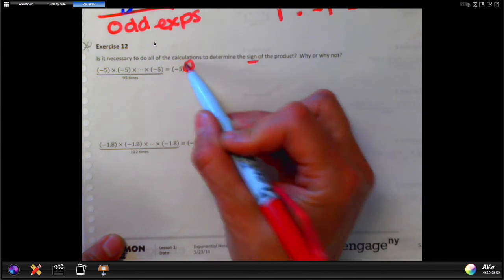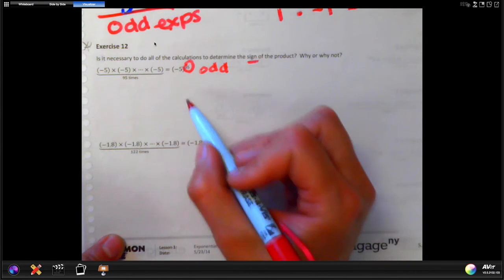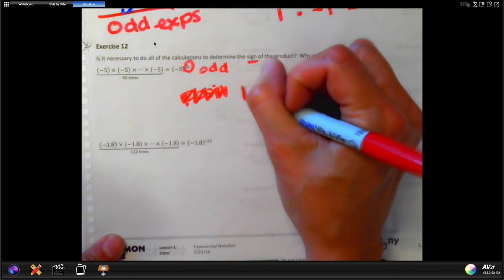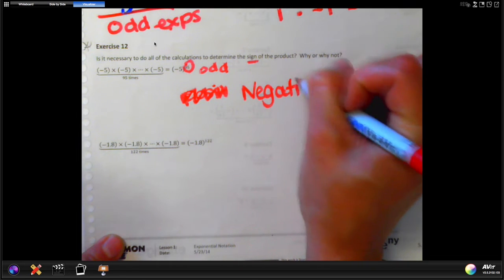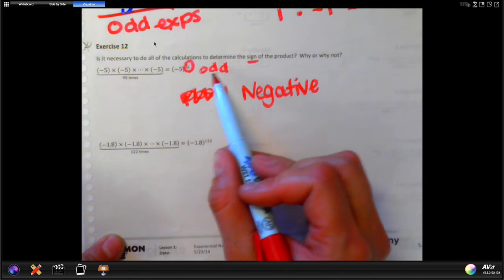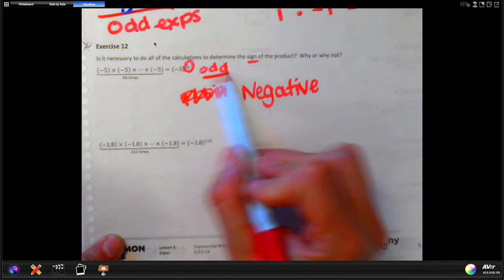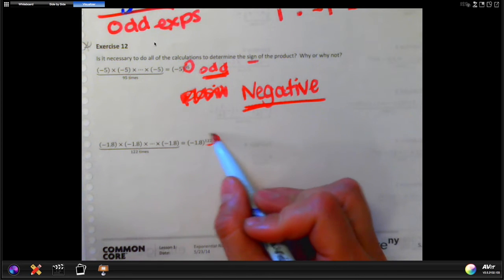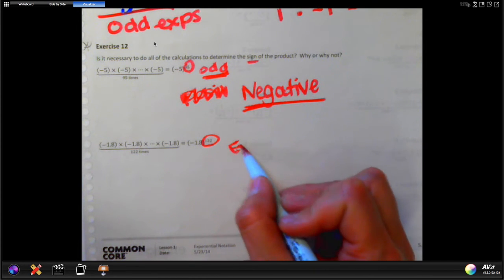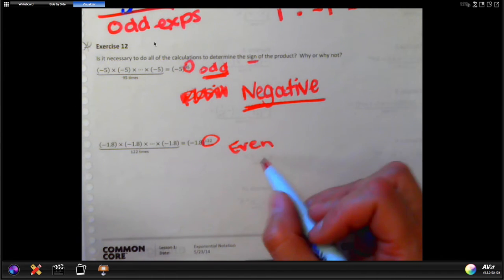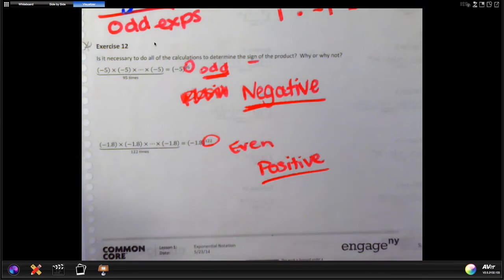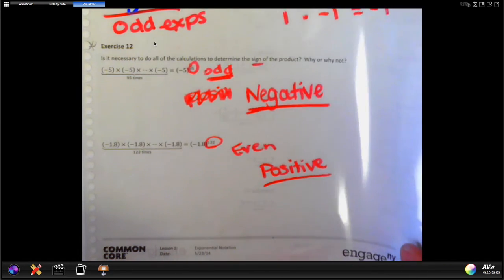Well, 95 is odd, so this is going to give you a positive, or I'm sorry, whoa. This is going to give you a negative answer because we don't have an even number of negatives to cancel out. So odd exponents give you negative. In the bottom, this exponent is even, and so it's going to give you a positive answer. And that's something that we will use throughout this chapter.